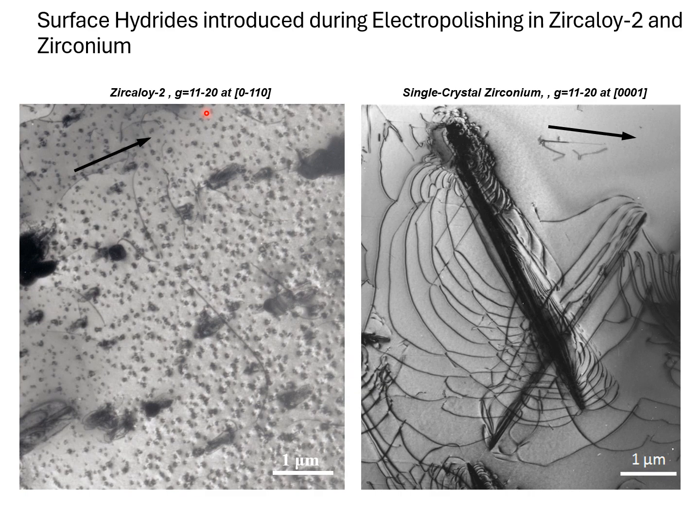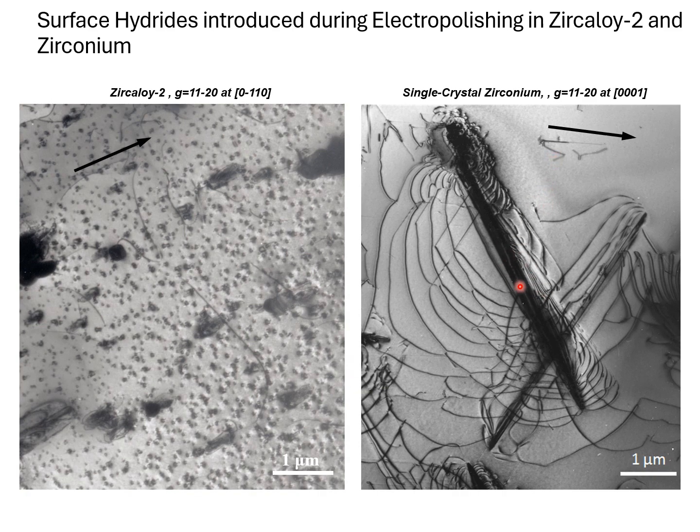Here's another example. Here are just room temperature electropolished samples of zircaloy and zirconium. In the zircaloy case, the hydrides are very small and uniformly distributed. In the zirconium case, they're much larger, and you see this punching out of dislocations. That comes about because the hydrogen is in supersaturated solution when it eventually precipitates.